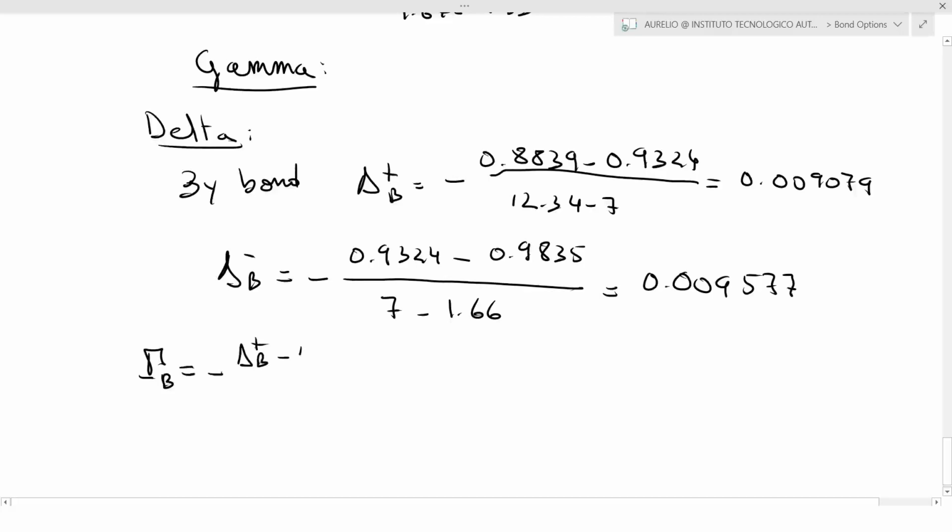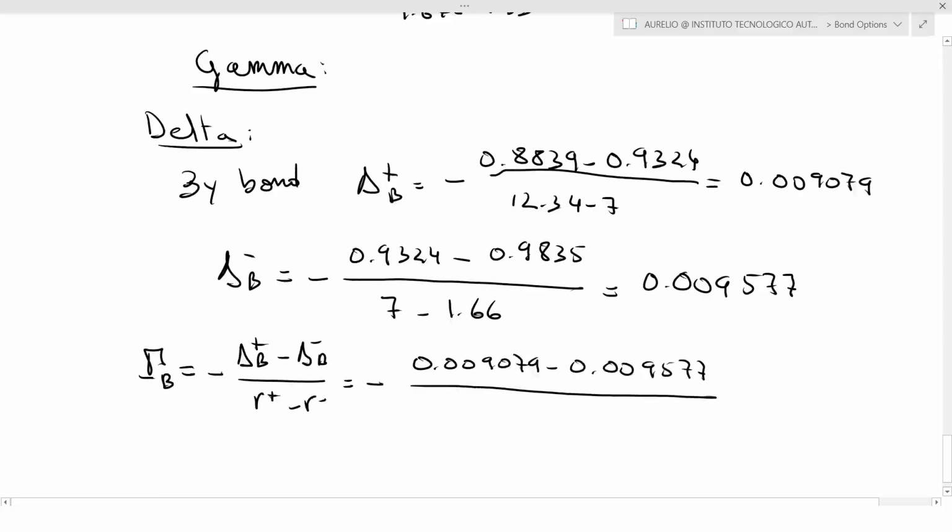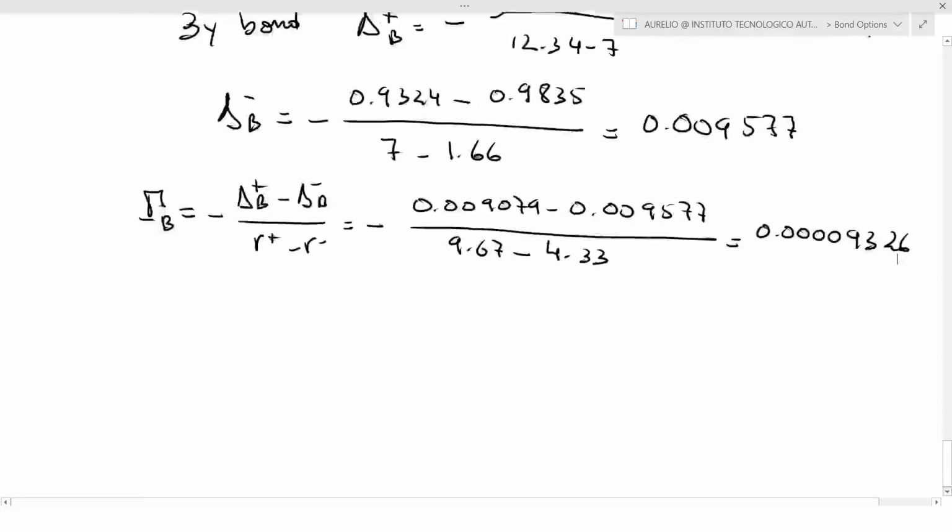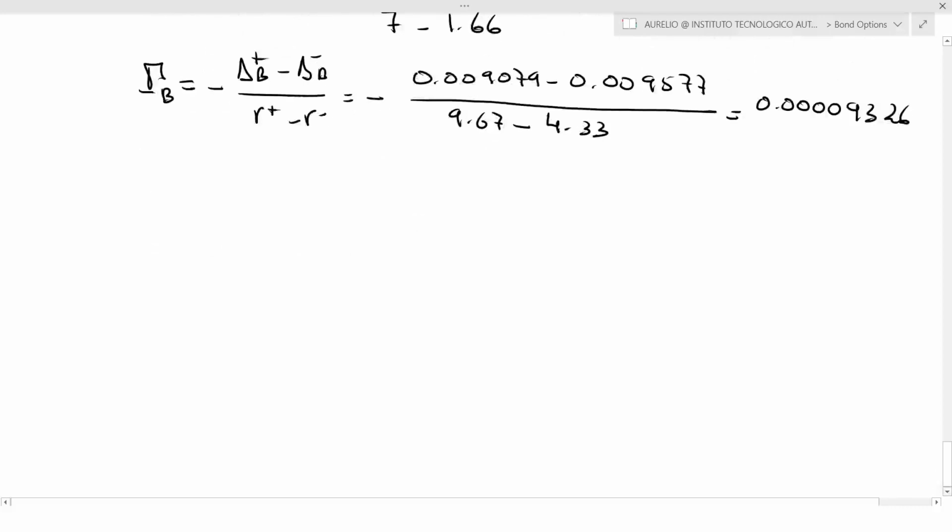so this would be delta plus minus delta minus over R plus minus R minus. So we just replace by the numbers we just got, which are going to be minus (0.009079 minus 0.009577) over (9.67 minus 4.33), and this is equal to 0.1234009326.